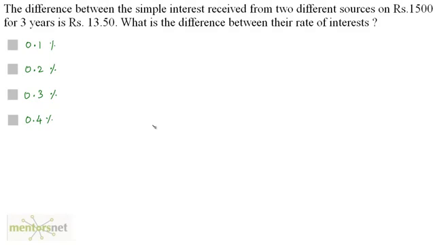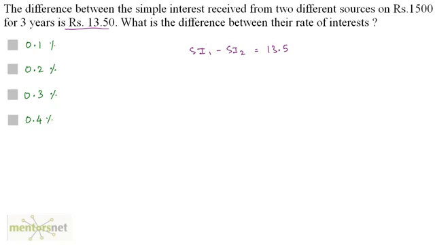The difference between the simple interest received from two different sources on rupees 1,500 for 3 years is rupees 13.50. What is the difference between their rate of interest? So the difference between the simple interest is 13.5 rupees. So I can write SI1 minus SI2 is equal to 13.5. And in both the cases the principal amount and the number of years are the same. So only the rates are different, and that's what we have to find, the difference between their rates.